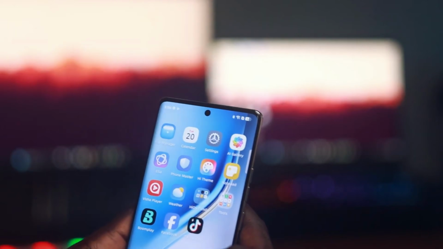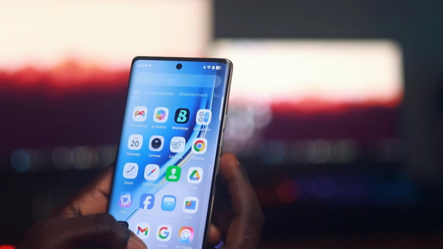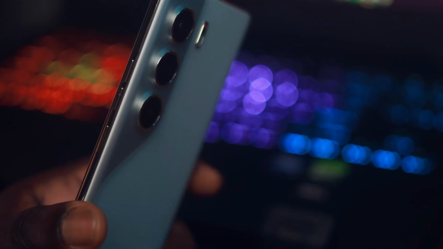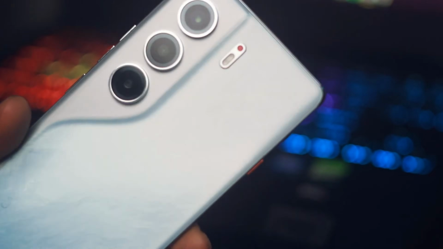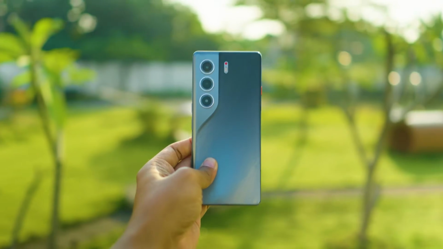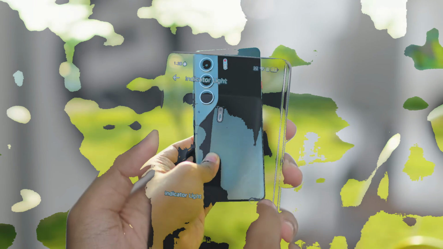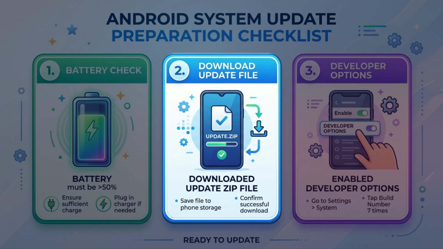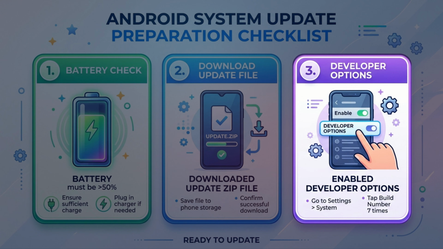In today's video, I will show you how you can manually update your TECNO CAMON 40 Pro 4G CM6 to the latest HiOS 16.2 update. Before beginning the process of the update, you must keep in mind these things. Firstly, the battery of your phone must be above 50%. The local update file must be downloaded on your phone. The developer options of your phone must be enabled.